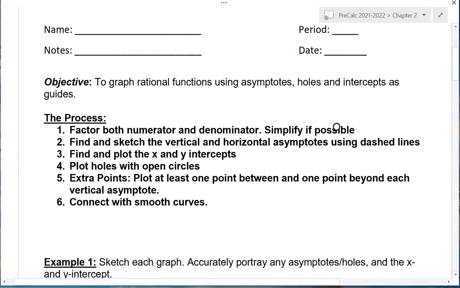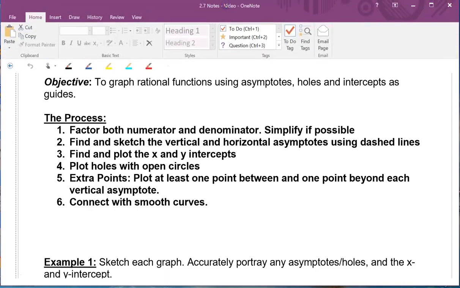And today we are going to graph the rational functions using the asymptotes, holes, and intercepts as guides. So we're just going to add on to what we did last time. Last time we found the asymptotes, the holes, and the x and y intercepts, and today we're going to use those as sketching guides. The process we're going to follow is factor both the numerator and the denominator, simplify if at all possible, and then you're going to find and sketch the vertical and horizontal asymptotes. Use dashed lines for those.